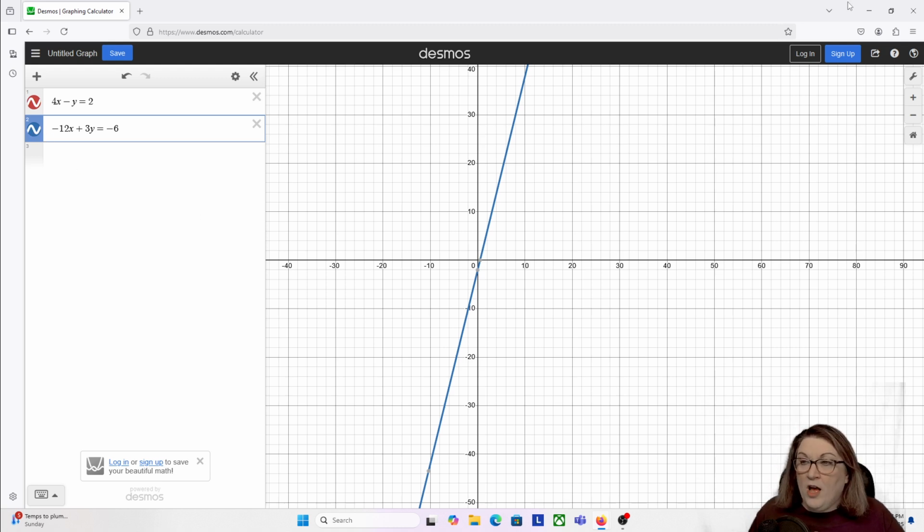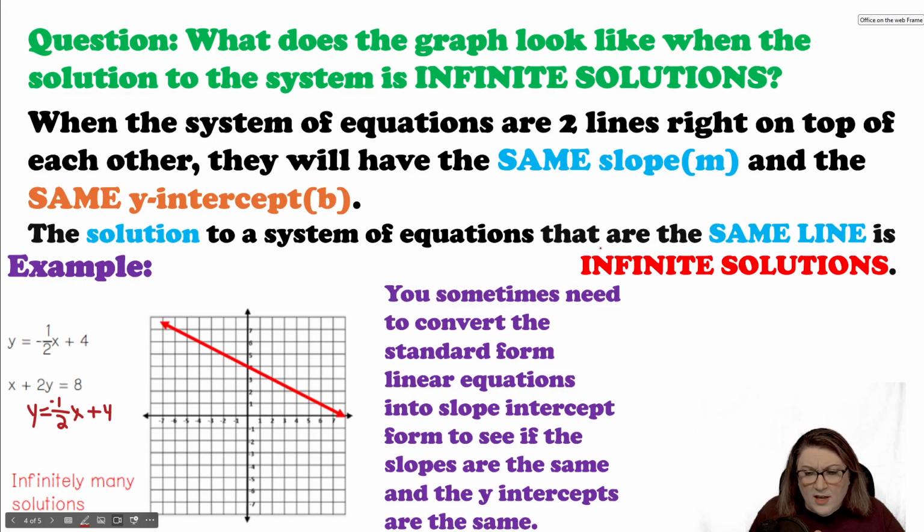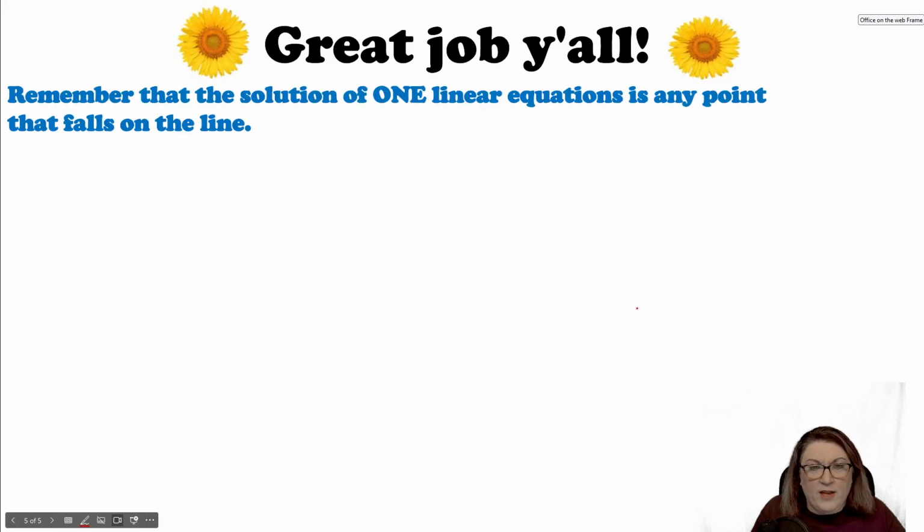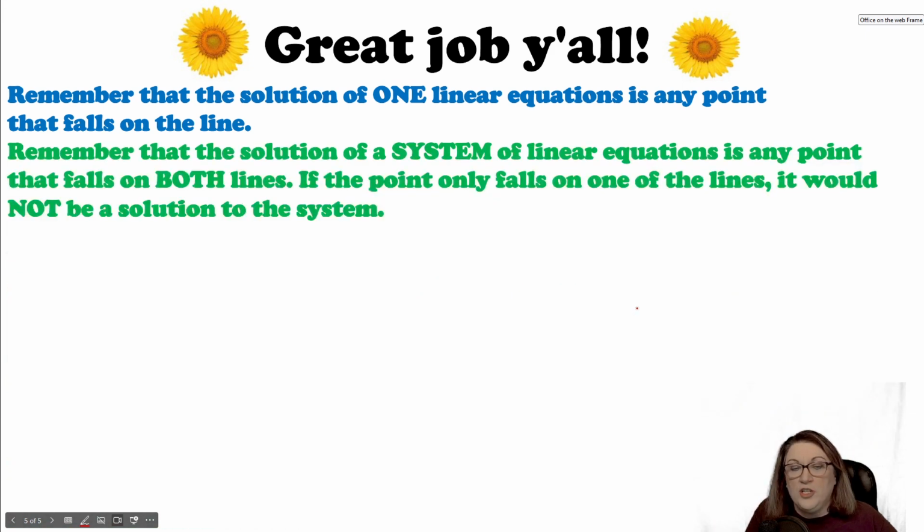Okay, I think we are ready for review then. So great job, y'all. Remember that the solution of one linear equation is any point that falls on the line. Remember that the solution of a system of linear equations is any point that falls on both lines. If the point only falls on one of the lines, it will not be a solution to the system.